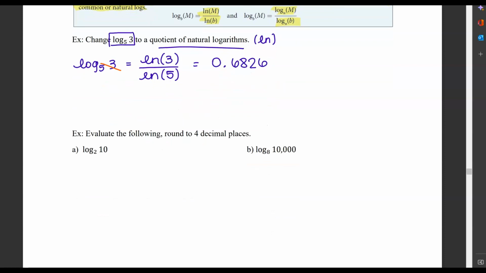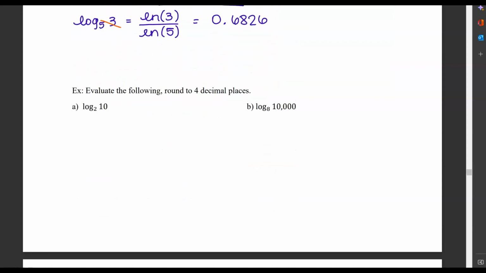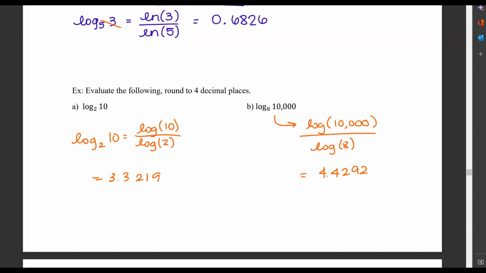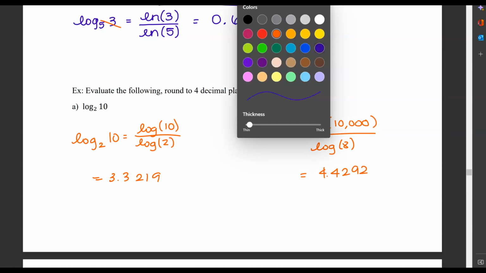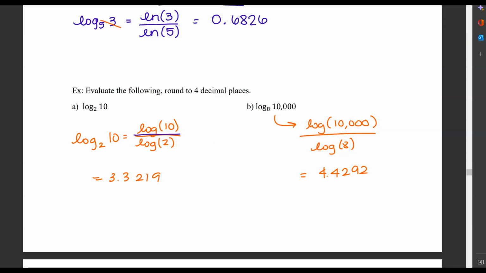All right, evaluate the following, and we want to round to 4 decimal places. So take a moment and find those 2 values. You can do the change of base and make sure you got it. All right, now I went ahead and evaluated it as if I was using the change of base formula. Remember, I've changed it to the common log here, so log 10 over log 2. Again, the input is what goes on the top, and then the base goes on the bottom. Same over here, so I have log of 10,000 over log of 8, and I went ahead and found those values here.